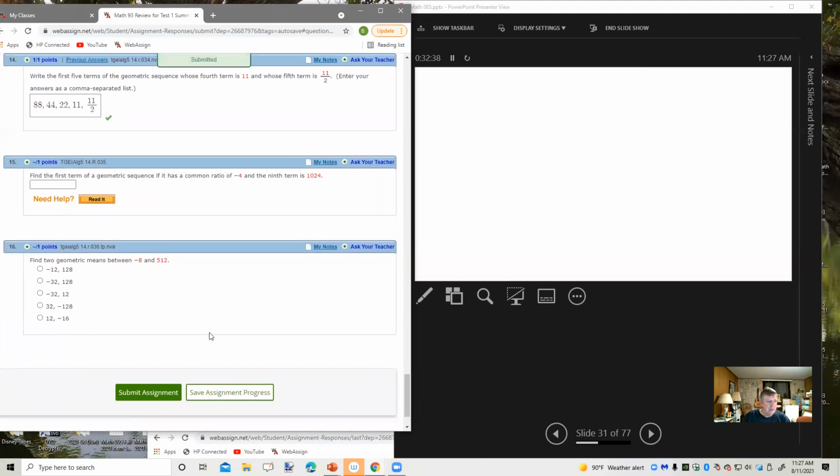Okay, let's take a look at this one. Find the first term of a geometric sequence if it has a common ratio of -4 and the 9th term is 1024. So we need to find a sub 1. And what do we know? We know that a sub 9 is 1024. And we know that R is -4, the common ratio. So a sub n equals a sub 1 times R to the n minus 1 power.